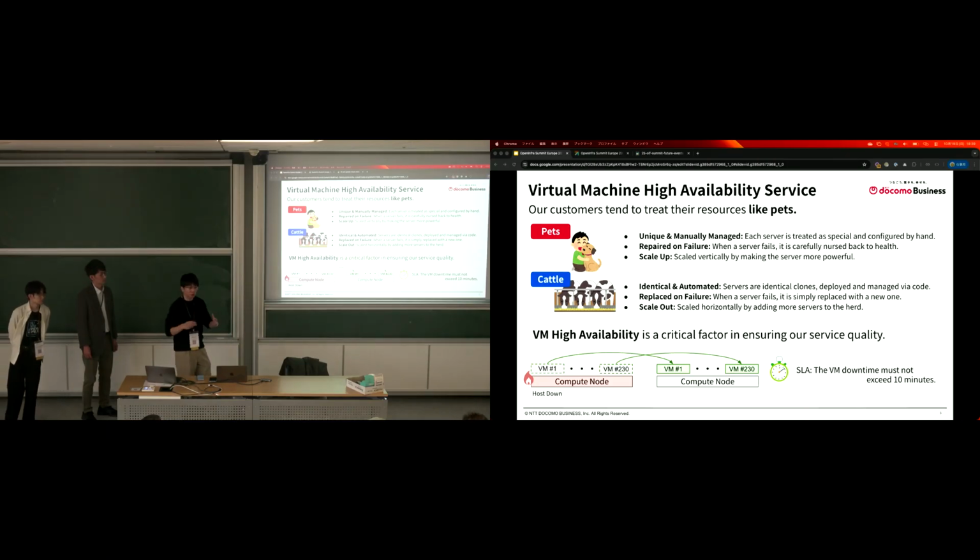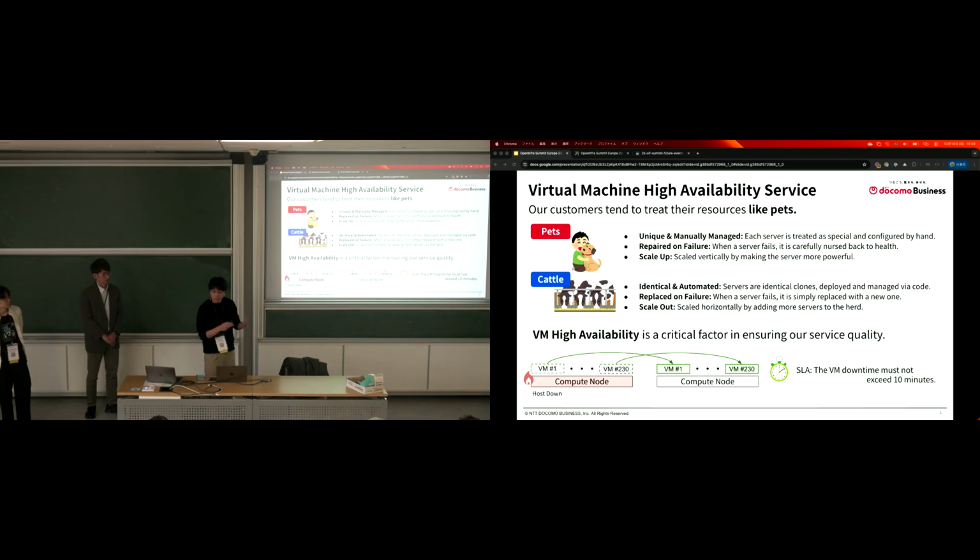Our customers tend to treat their resources like pets. This means they expect their resources to be continuously up and running. For them, virtual machine high availability, which rescues instances from host failures, is an extremely critical service. To meet their expectations, we operate our infrastructure to maintain a high quality standard. Specifically, we have service level agreements that state a single instance downtime must be less than 10 minutes.